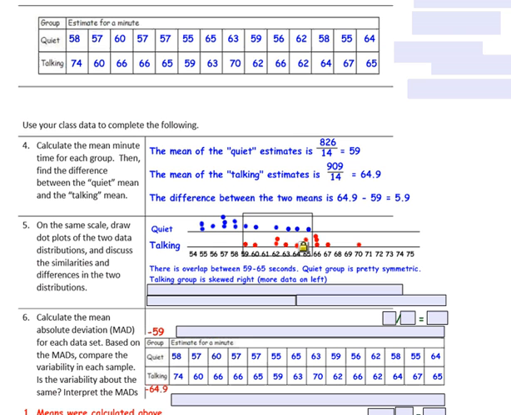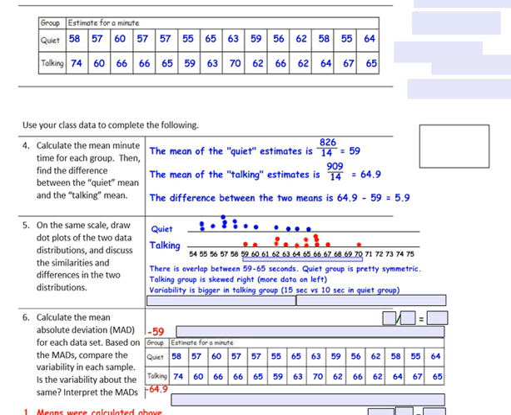The variability is bigger in the talking group. It's 15 seconds versus 10 seconds in the quiet group. And remember, when you're looking at the variability, you're looking at the numbers from the lowest spot to the highest spot. So there's the variability for the quiet group. And here's the variability for the talking group, 59 to 70.